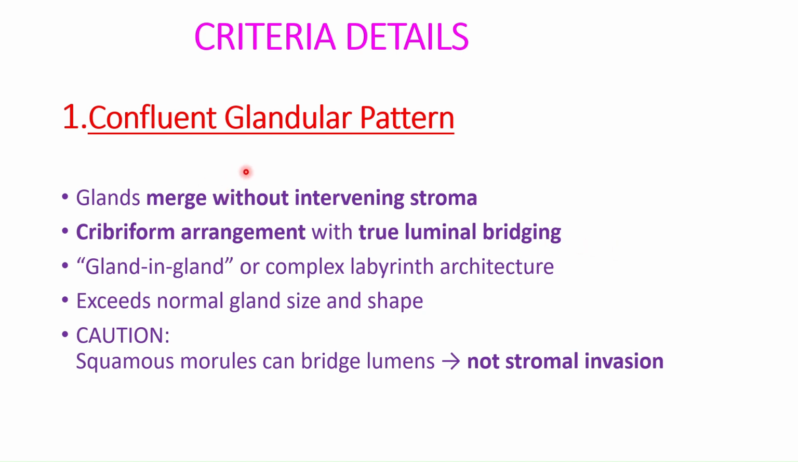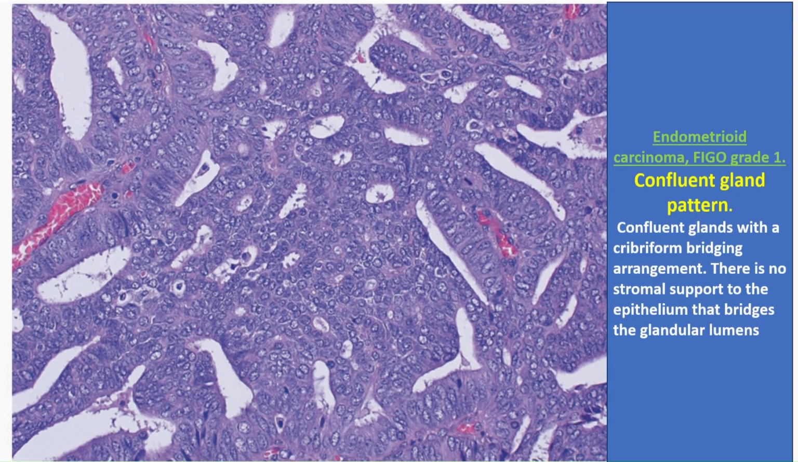So first one is confluent glandular pattern. Here, by definition, glands merge without intervening stroma. There is cribriform arrangement with true luminal bridging, gland-in-gland or complex labyrinth architecture, and loss of normal gland size and shape. Whenever there are squamous morules which can bridge the lumen, they should not be included in the criteria of stromal invasion.